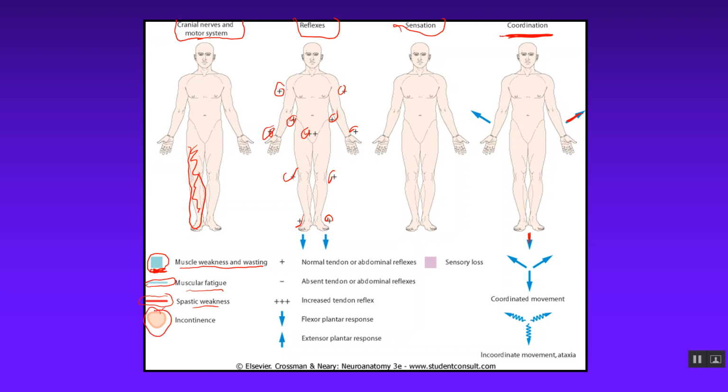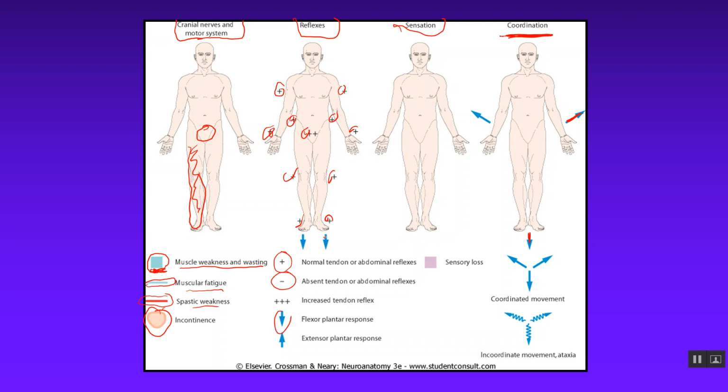If you see a picture of a bladder right there, that means they are incontinent. If you see a negative sign for reflexes, that means they've got no reflexes. If you see extra positives, it means the reflexes are heightened.